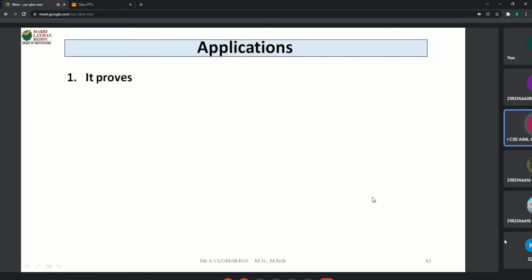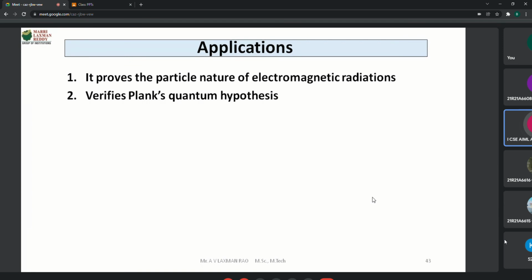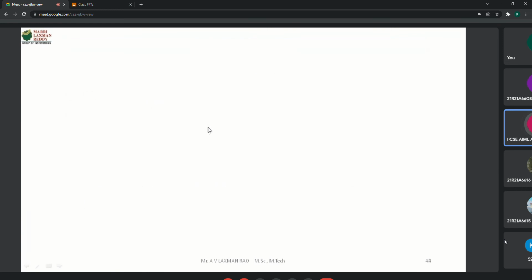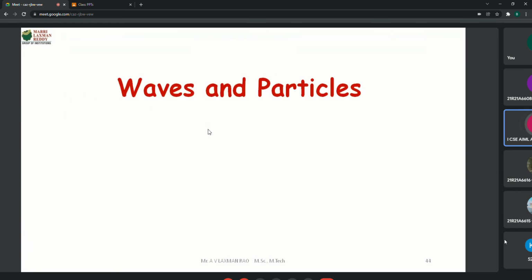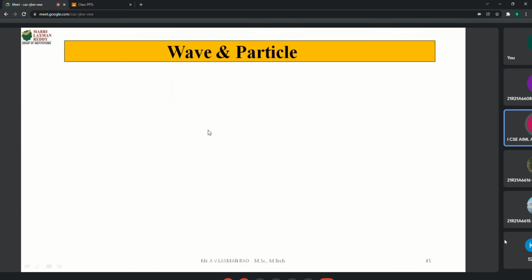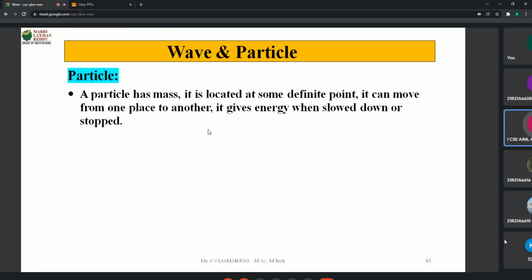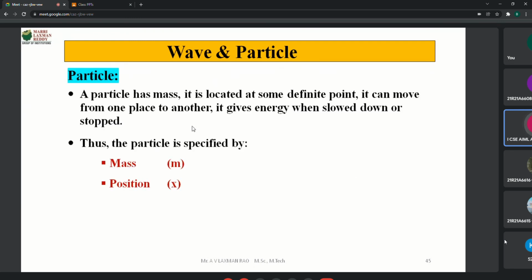Okay. So Compton effect, what are all the applications? By knowing that phenomenon, what we can do, these are all the applications of Compton effect that we can write. Okay. Wave and particle, already you know. You will never be asked what is a particle and what is a wave, but the thing is, what is the interrelation between them you have to write.